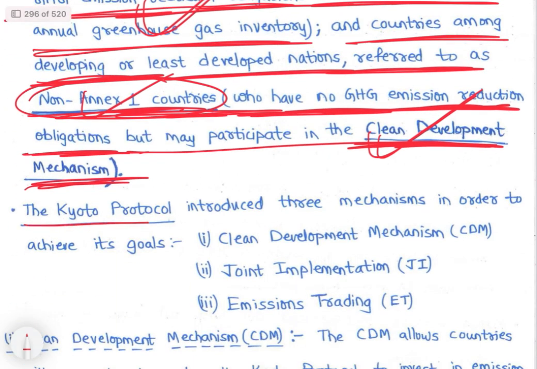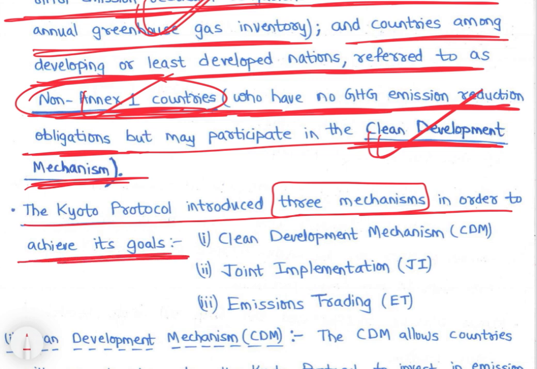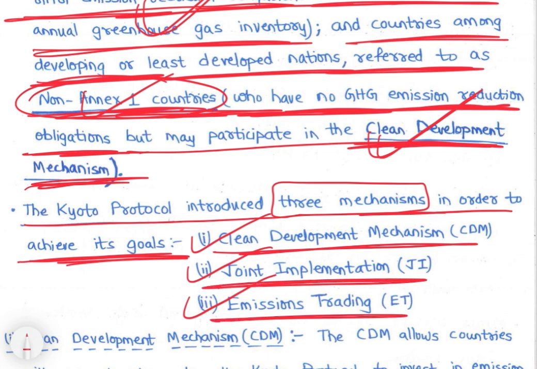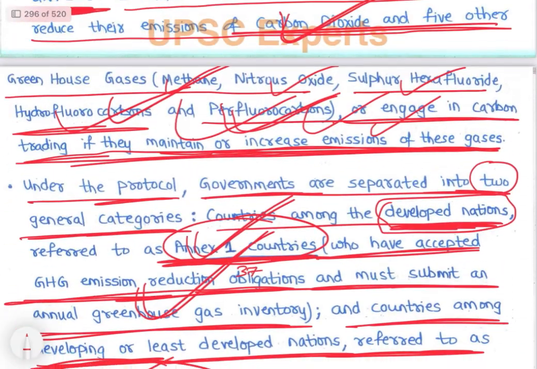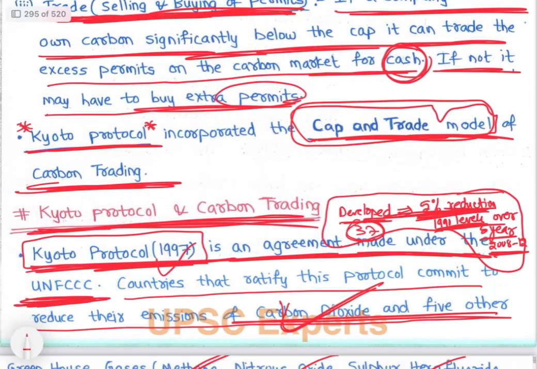So Kyoto Protocol introduced three mechanisms in order to achieve its goal. That is clean development mechanism, joint implementation, and emissions trading. See, these three you need to remember. We will be understanding. So right now, what we have understood about Kyoto Protocol.